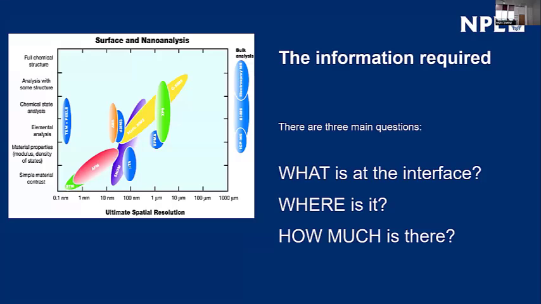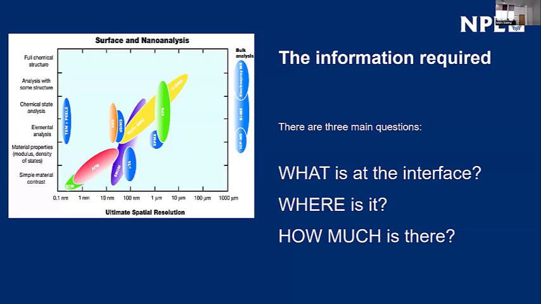Some years ago, this is actually quite an old diagram, we summarized most of the main lab-based techniques in this diagram here. And this is really about what kind of information is required when you're measuring an interface. There are three main questions. The first one is, what is at the interface? Is it the thing you expected it to be, or is it something you're not expecting to be there? And if there's something there, where is it? That could be either spatially located across the surface or in depth beneath the surface. And then the hardest question to answer is, how much is there?